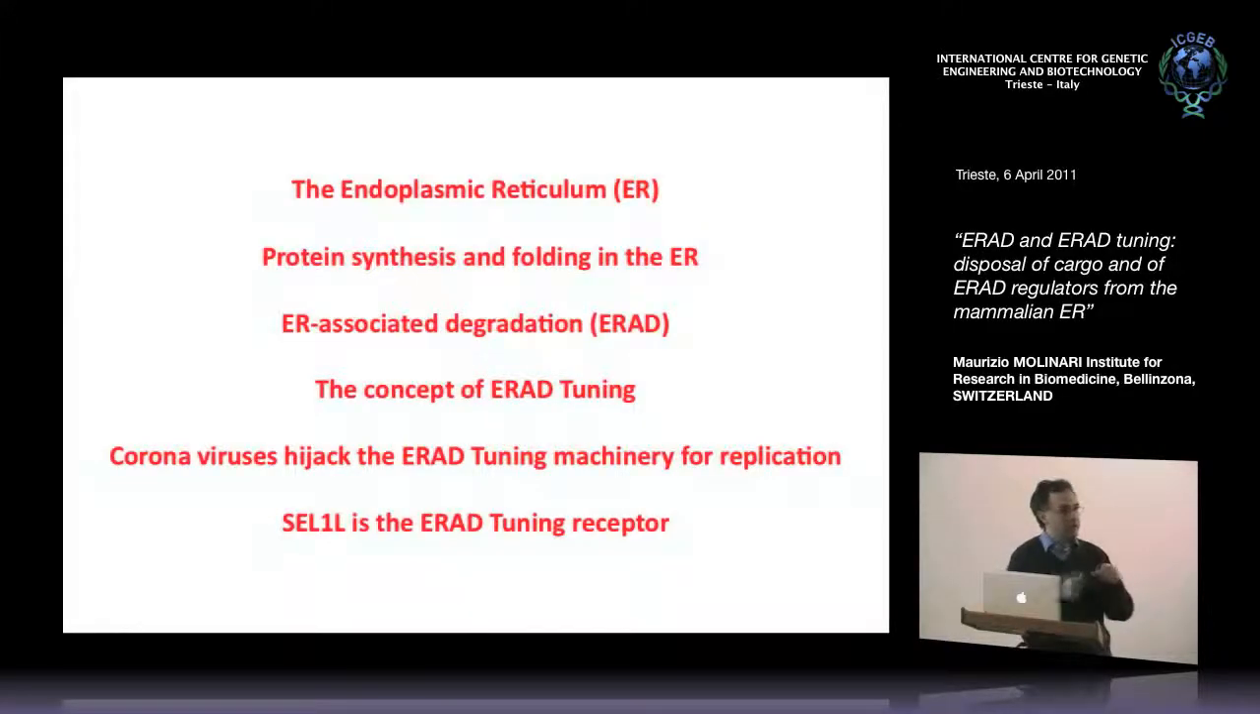This could be dangerous because the degradation machinery, if its level were not regulated, could compete with the folding machinery for nascent chains. So we think that at steady state, cells modulate the activity of ERAD. ERAD tuning means tuning down the level of the degradation machinery so that nascent chains can fold efficiently.